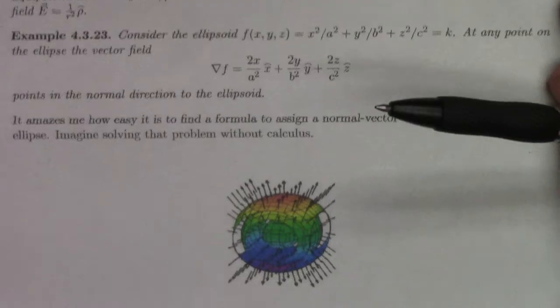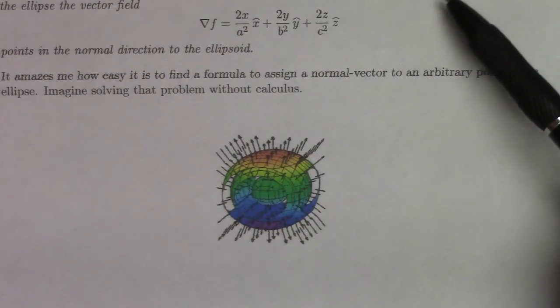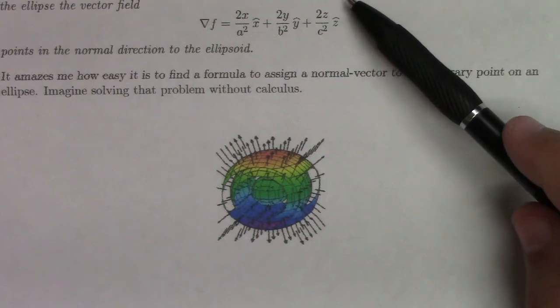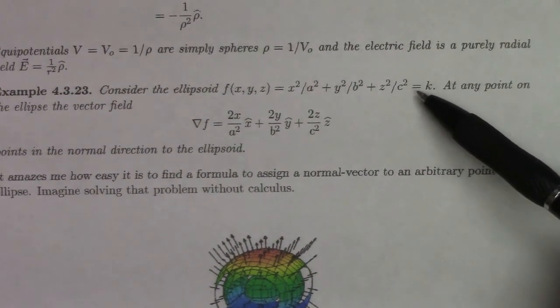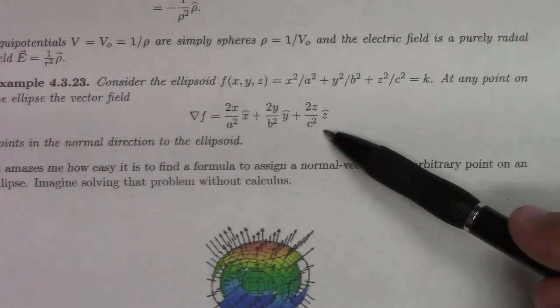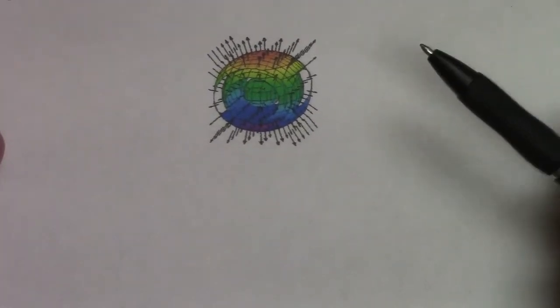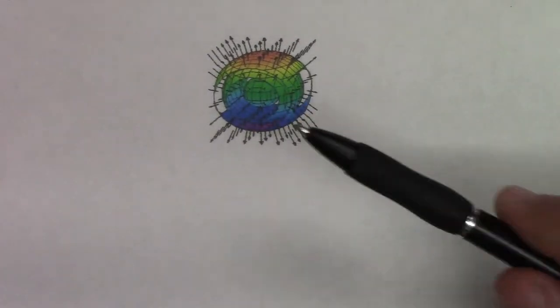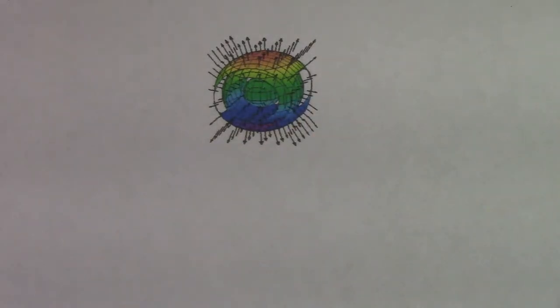And here's a picture of the ellipsoid. If you set x squared over a squared plus y squared over b squared plus z squared over c squared equal to a constant, you calculate the gradient vector field. It looks like that. And here's a picture of some of those ellipsoids and the gradient vector field, how it points radially outward from those level surfaces.